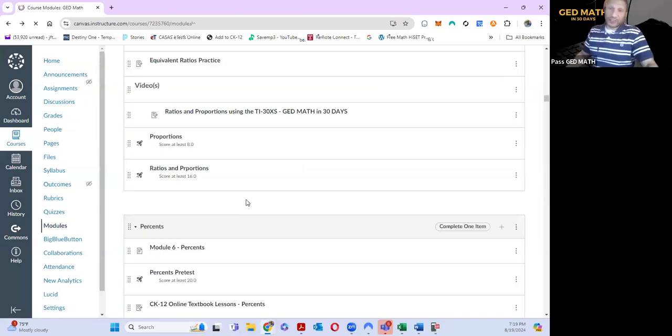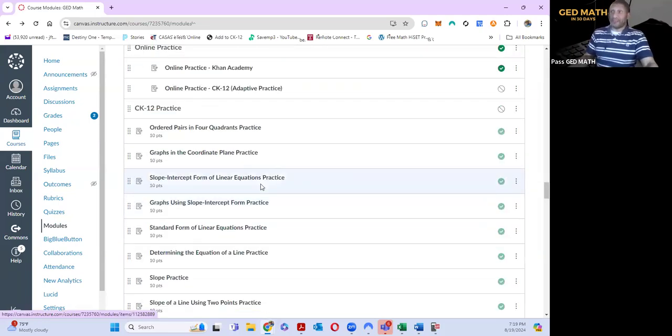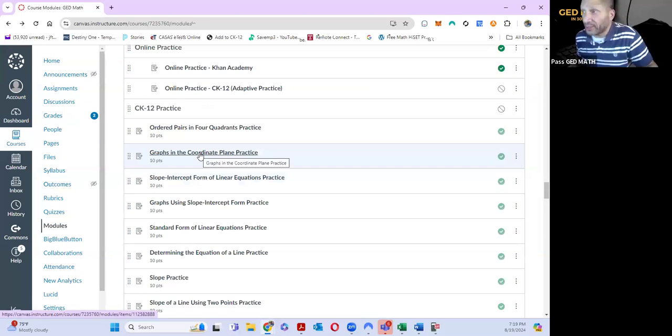Watch this. We're gonna go to the second one. Again, in order to do linear equations, you gotta know what an ordered pair is first. You can't do linear equations if you don't know what an ordered pair is. So I'm gonna go to the next one. Graphs in the coordinate plane. Click on it. Let's see what it has. Let me see if I know.